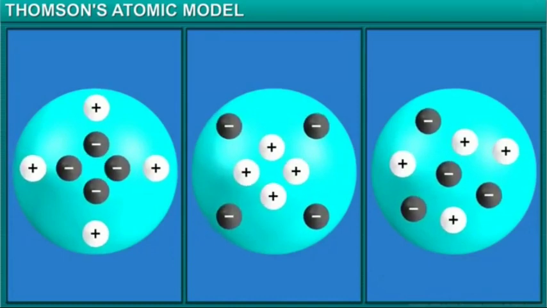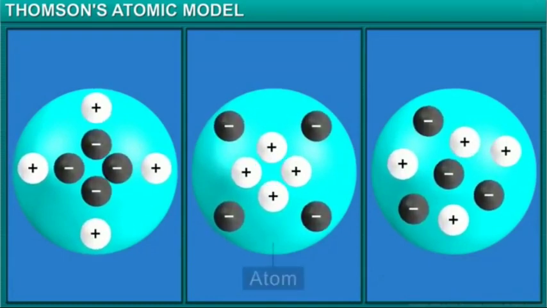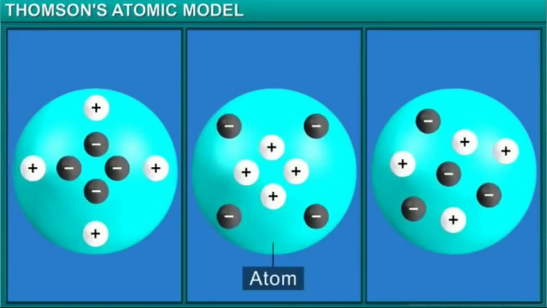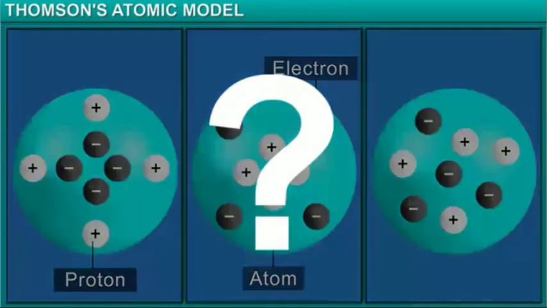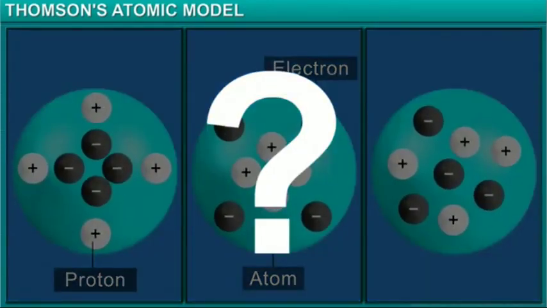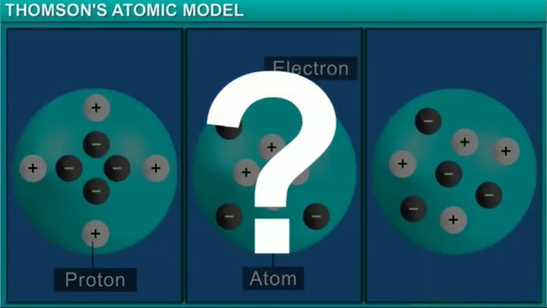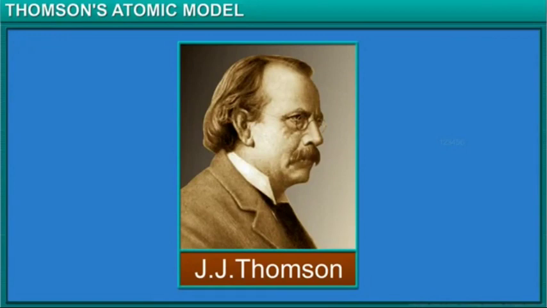These discoveries made the scientists believe that an atom was divisible and made up of electrons and protons. What they didn't know at the time was how these electrons and protons were arranged within an atom. They tried to understand this arrangement through various experiments. J. J. Thomson was the first to put forward a model to explain the structure of an atom.